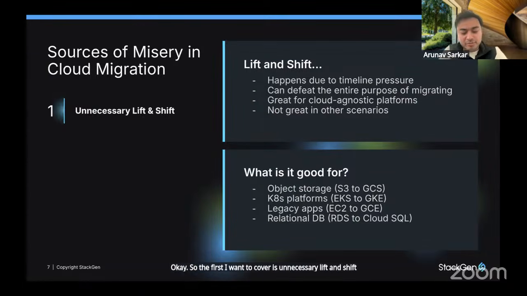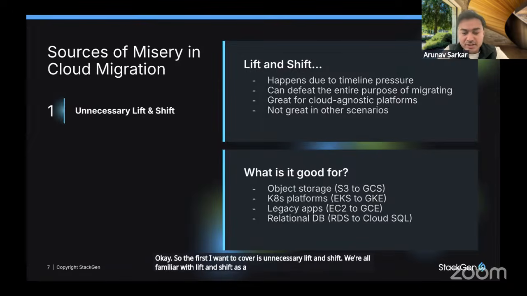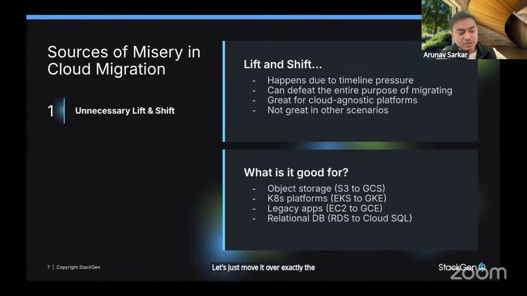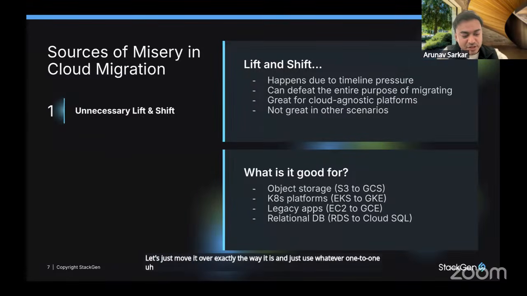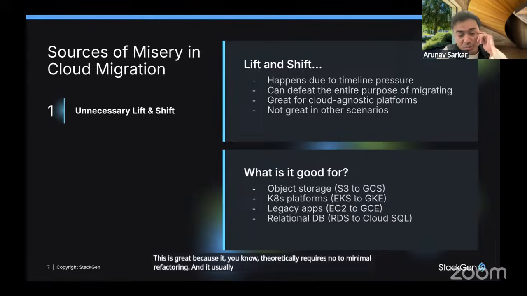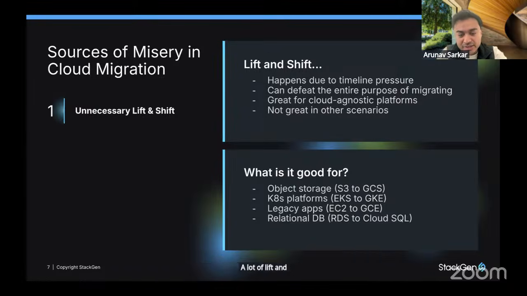We're all familiar with lift and shift as a strategy, right? It's whatever application architecture that we are running from our source cloud, let's just move it over exactly the way it is and just use whatever one-to-one cloud service equivalents exist in our destination. This is great because it theoretically requires no to minimal refactoring, and it usually happens especially when we have timeline pressure. We need to migrate to XYZ cloud, and we have to get the whole thing done within 12 months. A lot of lift and shift starts happening around month 9 and 10.